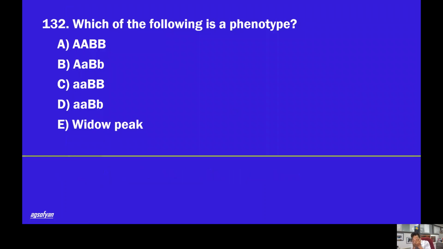Which of the following is phenotype? AABB, AaBb, aabb, or widow's peak? Choose your answer. It's going to be widow's peak, because phenotype means an observable characteristic of an individual, or a condition that we can observe. It's going to be the widow's peak.